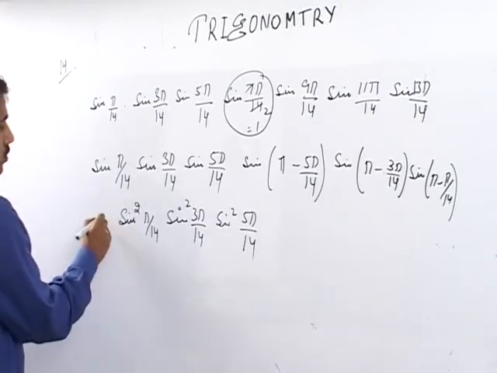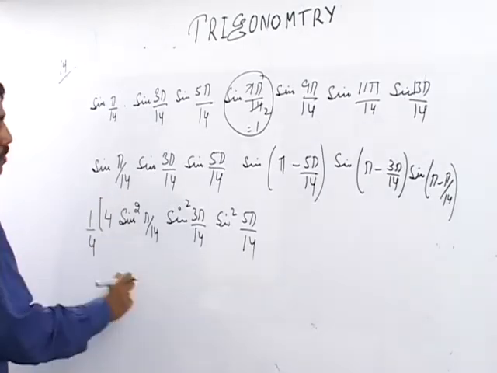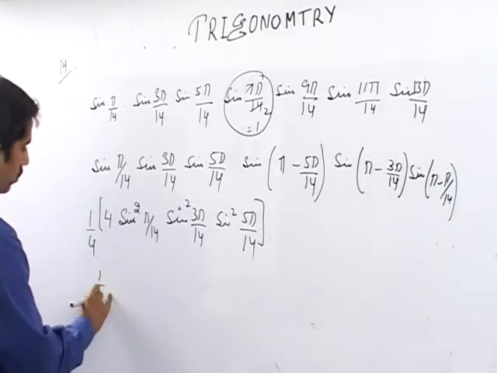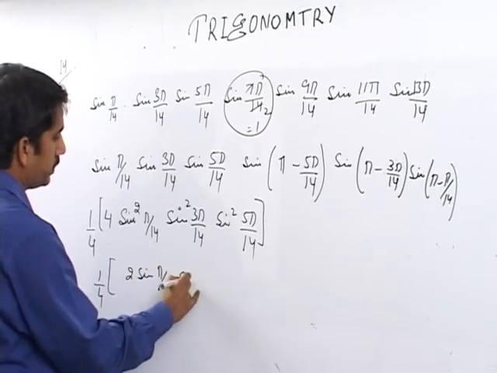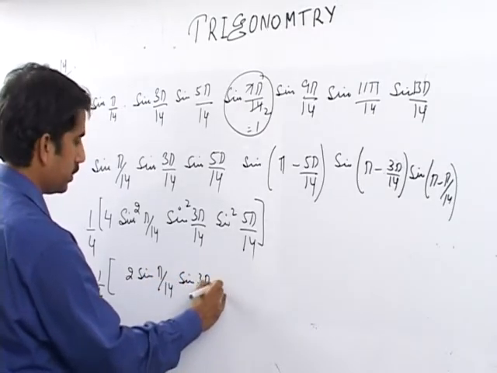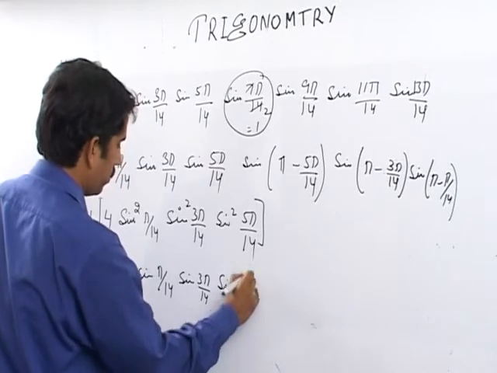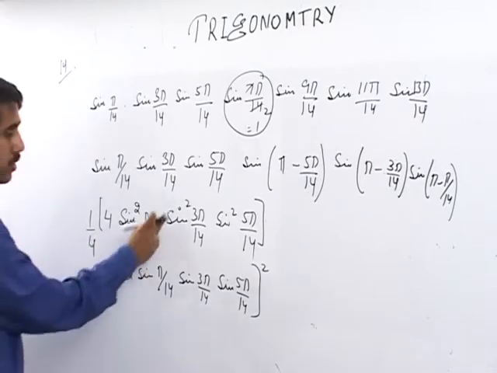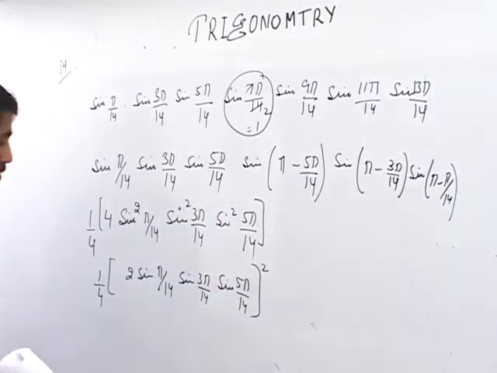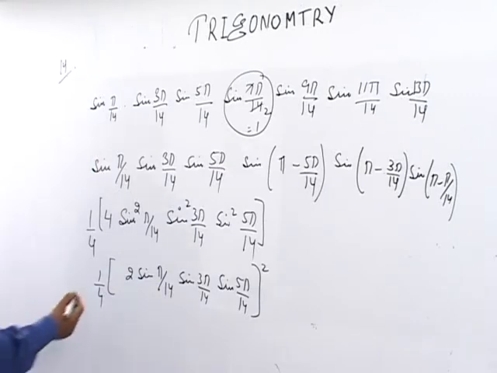Now you will take 4 here, multiply and divide by 4. You will get 1 by 4 into 2 sine pi by 14 sine 3 pi by 14 sine 5 pi by 14, the whole square, which will make 2 square, 4 sine square, and again sine square. Now apply 2 sine A cos B, but to 5 pi by 14 and pi by 14, and you will have 1 by 4.